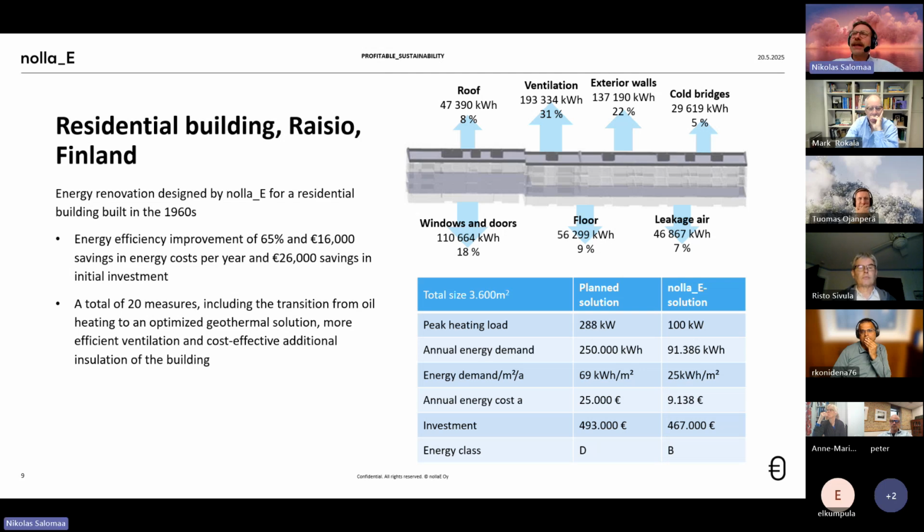Do you have some kind of energy class in Minnesota? Energy rating for buildings? I'm sure we do. A LEED? Yeah, like a LEED certification, you mean?